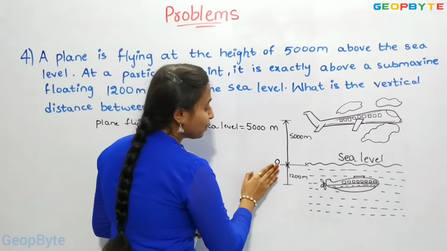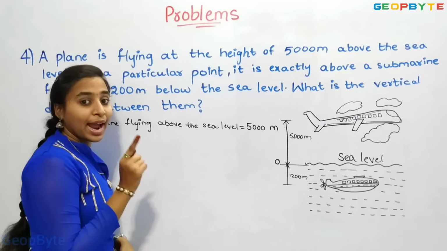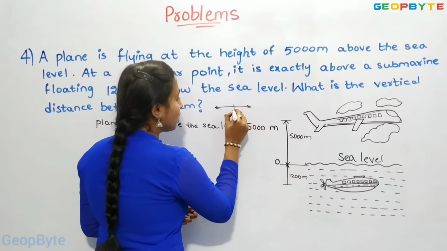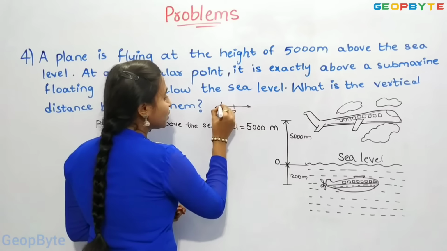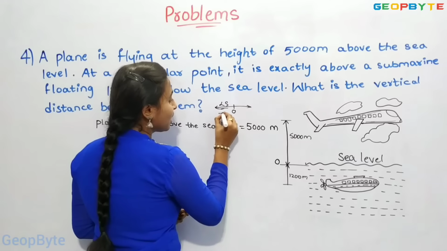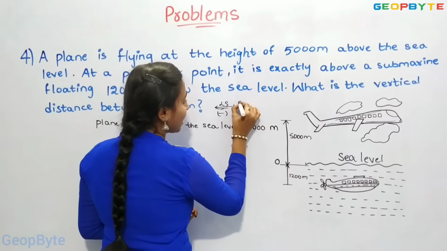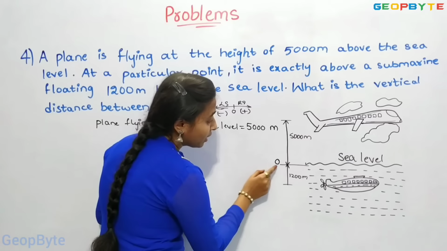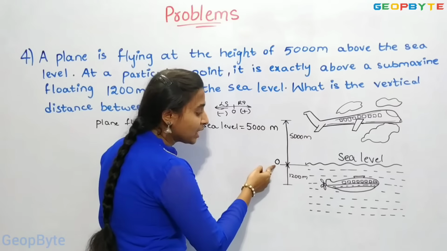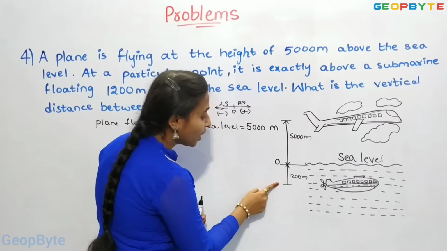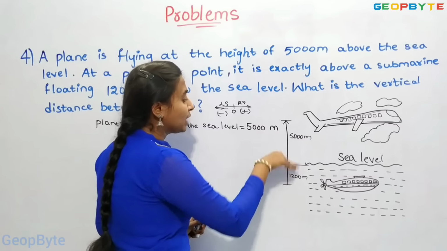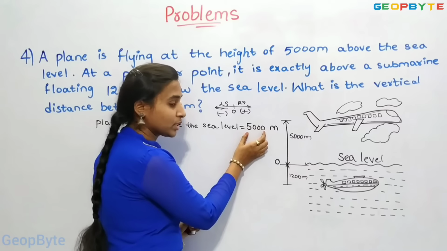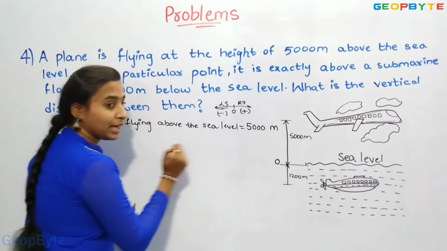We consider the below one as negative. As I said, in number line also, we consider the left side, that is this part, as negative and the right side, that is this side, as positive. Similarly, if you observe here, we have a 0, that is the center. From here, below 1 we will consider as negative and the above we will consider as positive. That's why 5000 is written positive and the 1200 will be written negative.